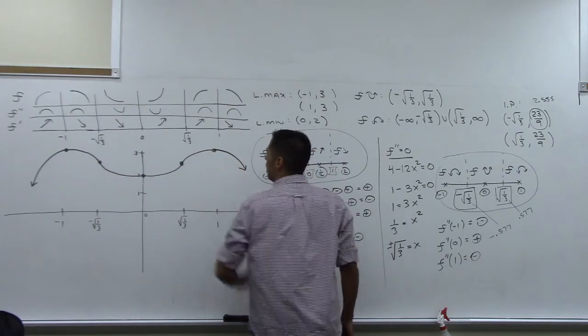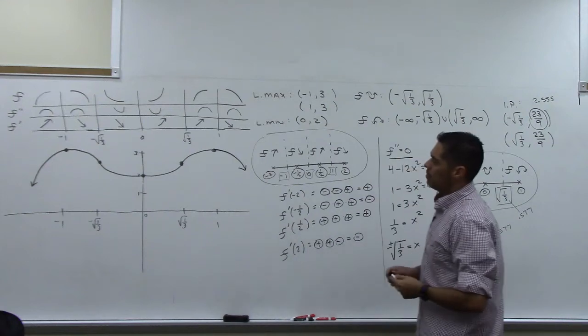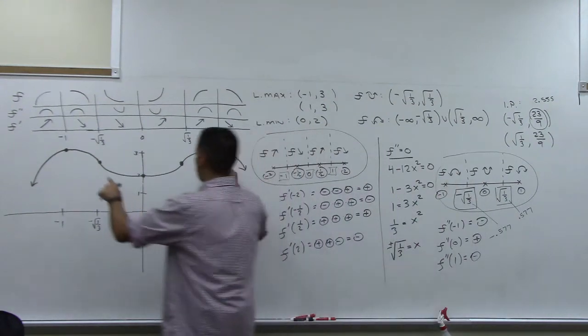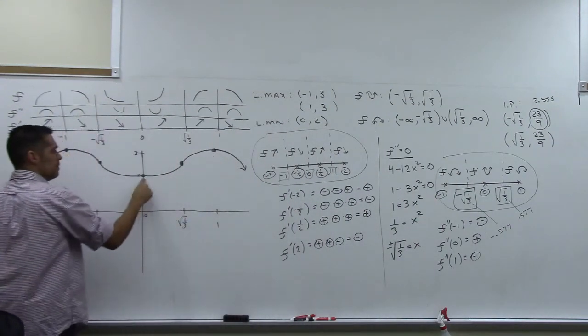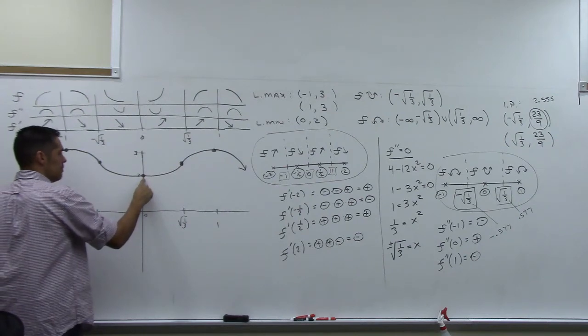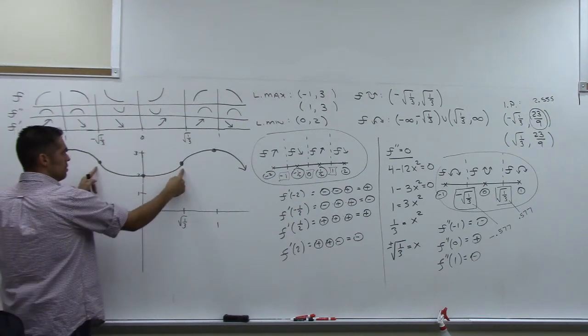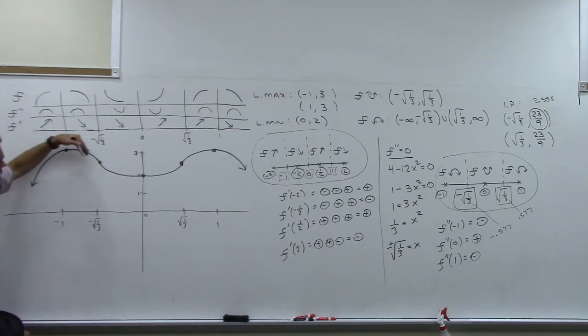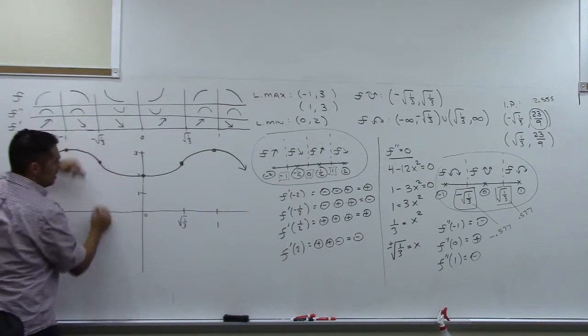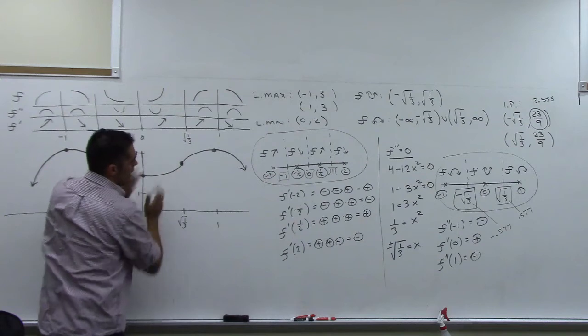So there we go. So you can see here, I have 2 local maximums, I have 2 local minimums, and 1 local minimum, and I have 2 inflection points. That's where my frown becomes my smile, and here when my smile becomes my frown.